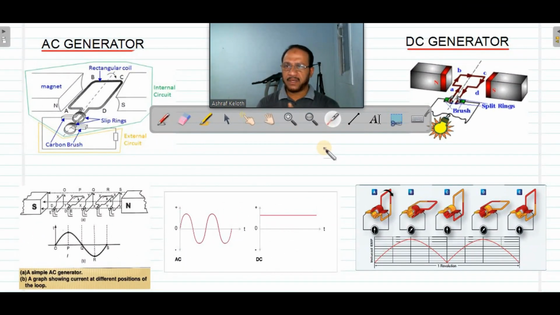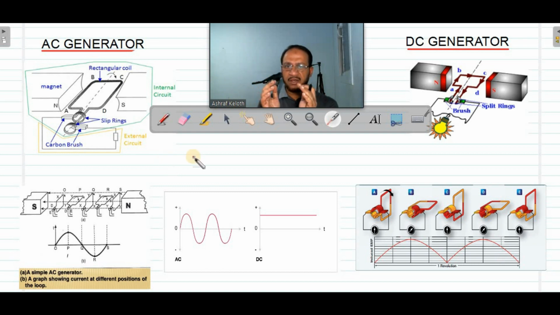In today's topic, we are going to explain about AC generator. A generator is a device which is used for converting mechanical energy into electrical energy. A generator is just the opposite of an electric motor. A motor is a device which converts electrical energy into mechanical energy. The generator is a device which converts mechanical energy into electrical energy.